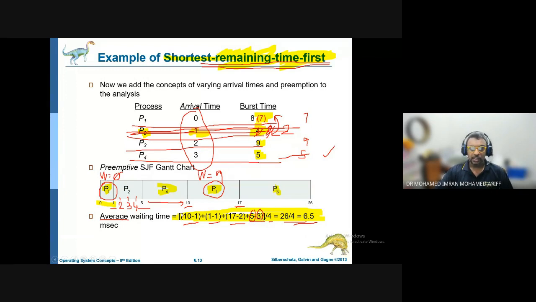These are the waiting times. In our calculation of the average, we divide by 4. So this 6.5 is the average waiting time of the processes. In shortest remaining time first, we look at the burst time; the shortest burst time is given priority to be processed.